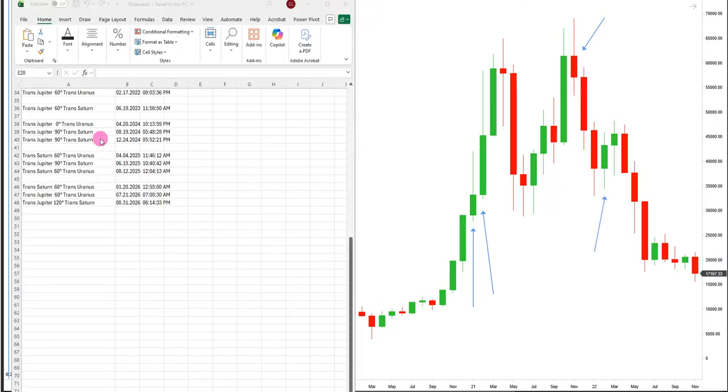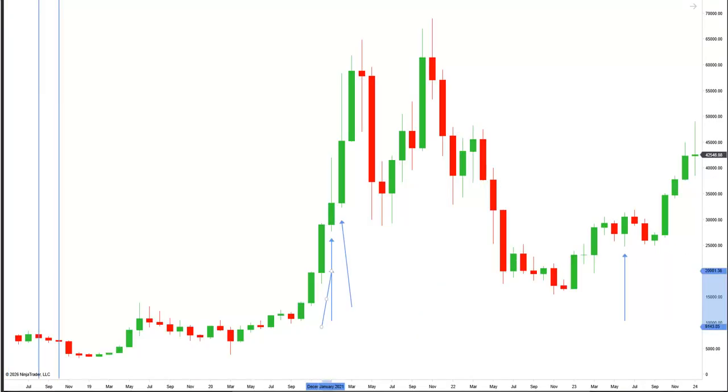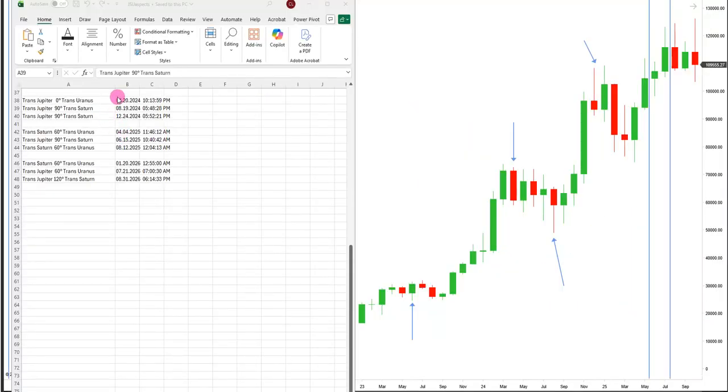Moving to 2022, there's only one aspect. We've got the Jupiter-Uranus sextile in February, and that is right here, just behind the January low. We also only have one aspect in 2023, that is in June. And right here, June of 2023, is this low point.